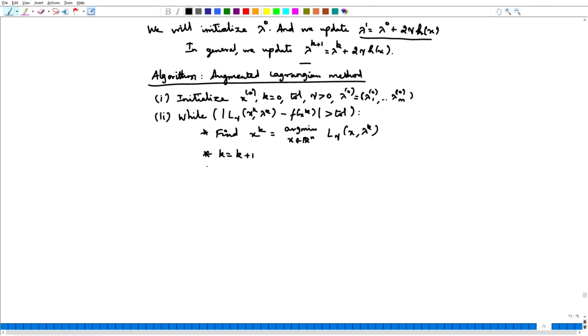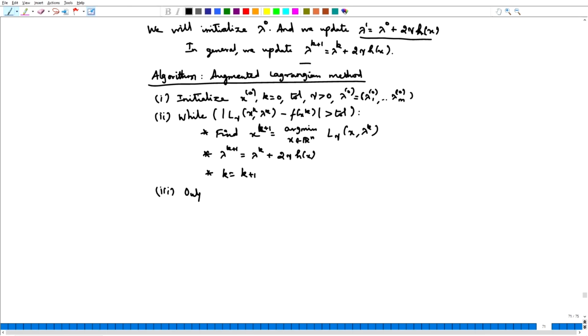There is one more step that is remaining, which is the update for lambda. So, you update lambda k plus 1 as, or maybe I should have written that step first, lambda k plus 1 equals lambda k plus 2 gamma h of x, and now you write k equal to k plus 1. Actually, this is x k plus 1 I should have written. And when you satisfy this particular condition, you write the output.